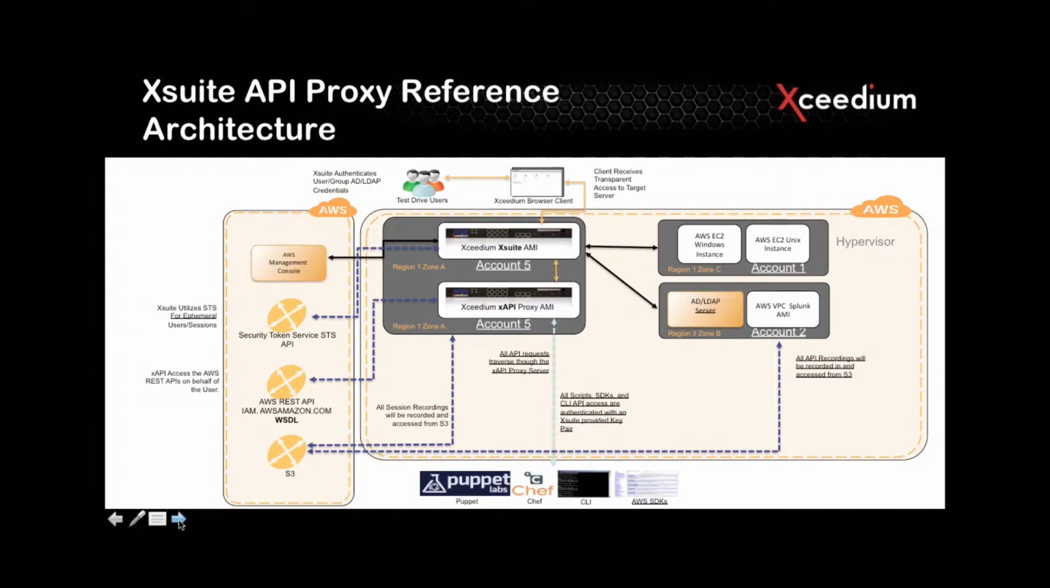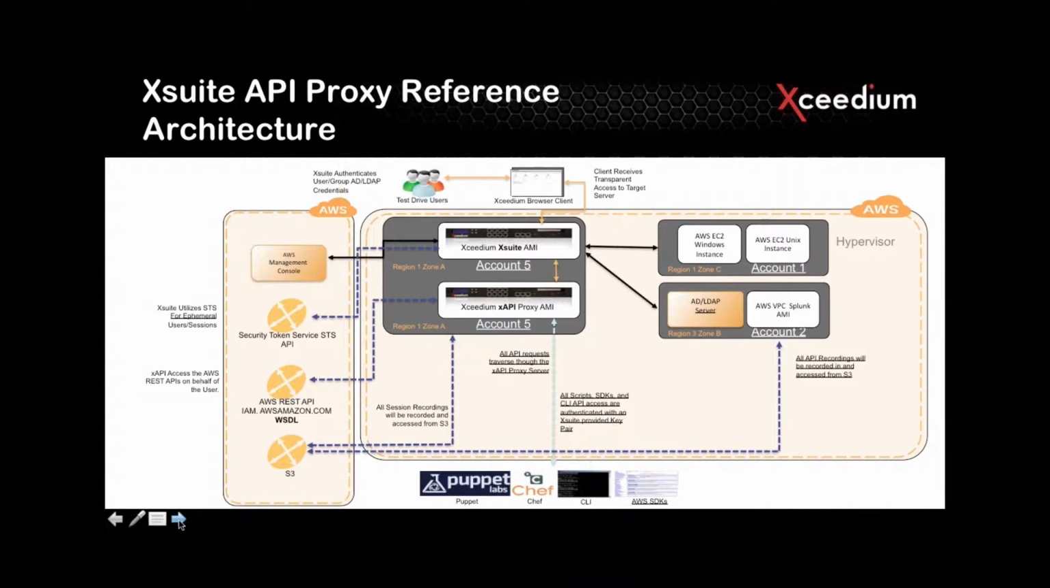So this works with multiple accounts and multiple regions. We've gotten a number of questions on, can I manage EC2 instances via the API in multiple regions? Of course you can. Can I manage multiple accounts? You absolutely can, and they can all be directed to the URL that is our XAPI proxy server that's running in Amazon.